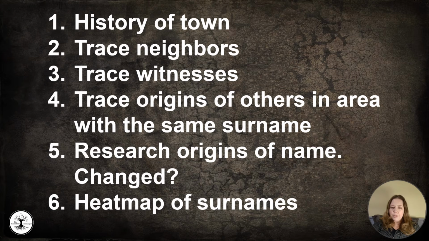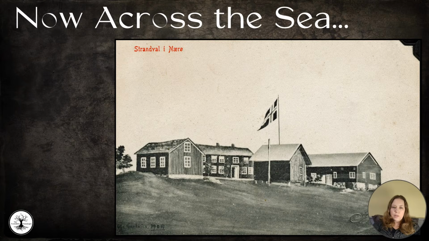A lot of countries also have heat maps for surnames, like Ireland does, Germany does, where you can put in a surname and it'll show you the frequency that it pops up in different areas. So now moving across the ocean. Let's say we have some locations in the old country to explore. I'll show you how to find some of them.